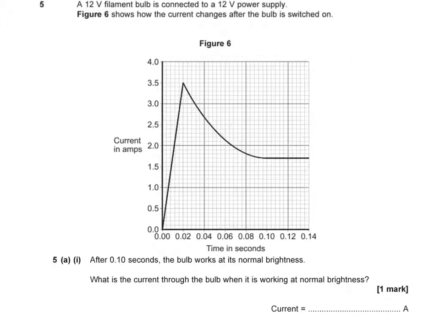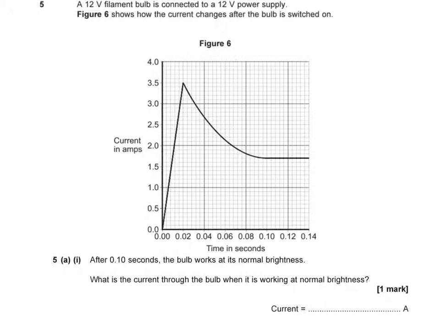In question 5, it says a 12 volt filament bulb is connected to a 12 volt power supply. Figure 6 shows how the current changes after the bulb is switched on. You've got a graph there. It says after 10 seconds the bulb works at normal brightness. What is the current through the bulb when it's working at normal brightness?